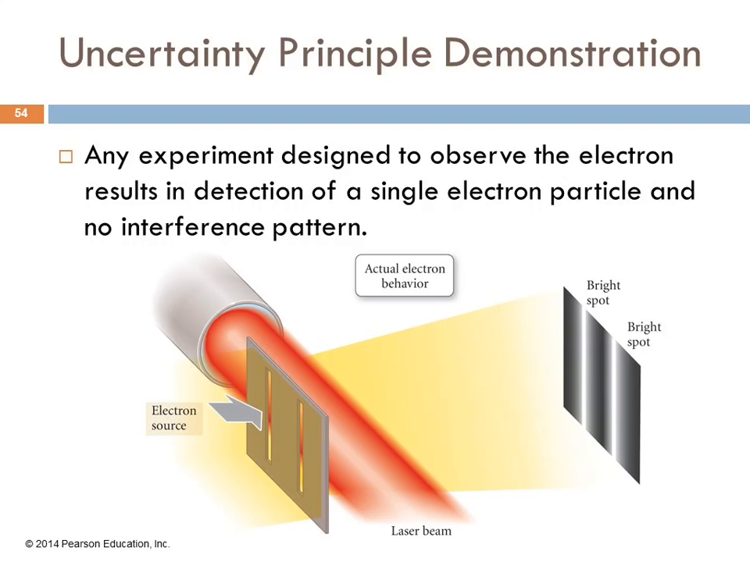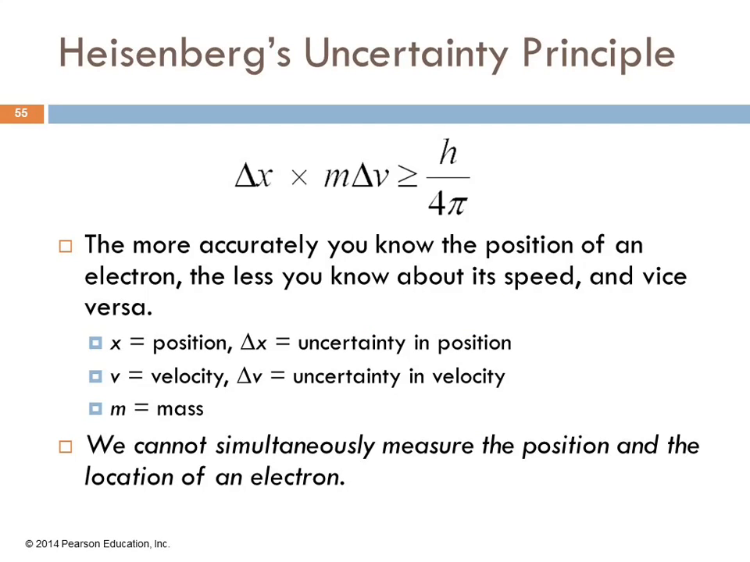Any other questions? So this is called the uncertainty principle. Heisenberg's uncertainty principle: the more accurately you know the position of an electron, the less you know about its speed, and vice versa. This is just his equation, and we're not going to do any calculations with this, but let's look at what this means. Delta x, where x is the position, is the uncertainty in the position. Delta v is the uncertainty in the velocity.